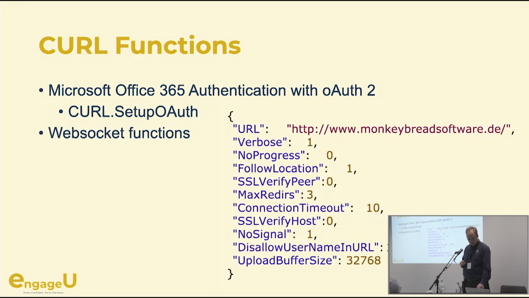But our setup OAuth function can also be used with other services. Then we got WebSocket functions, which allow you to connect to a server using WebSockets. And also we got the curl options function, which helps you for debugging because it can list all the options you set on a curl session. And you can create the debug messages. Then we have webhooks.